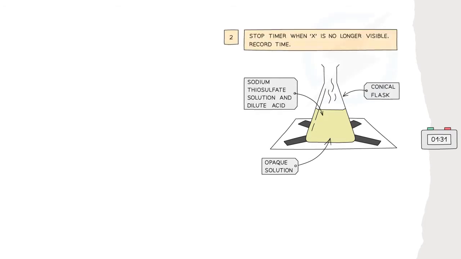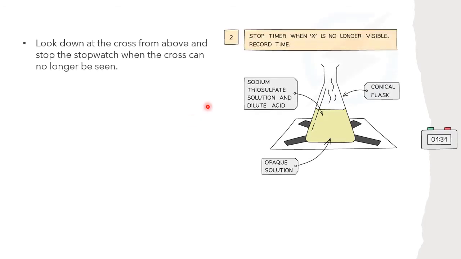Okay, look down at the cross from above and stop the stopwatch when the cross can no longer be seen. So as long as the cross mark tu boleh kita nampak, kita tak boleh stop lagi the stopwatch. Bila X mark tu dah hilang daripada pandangan kita, kita boleh stop reaction tu. Dan kita akan catat berapa masa yang diambil untuk certain concentration of sodium thiosulfate. Masa yang diambil untuk X mark tu disappear.